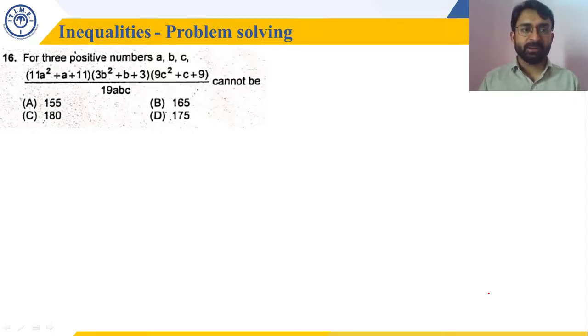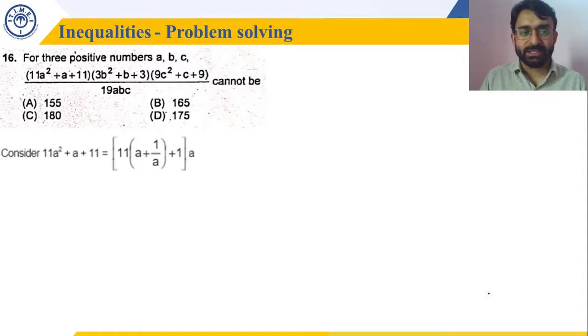For three positive numbers A, B, C, they will be real. Three positive numbers A, B, C. 11a square plus a plus 11, the second 3b square plus b plus 3, and 9c square plus c plus 9, divided by 19 times of ABC, cannot be. Am I right? Is that okay? Three positive numbers are there. Now nothing is given in terms of constant. What is constant? Summation of ABC or whatever it is. It's not mentioned in the question. Now how do I solve this question?